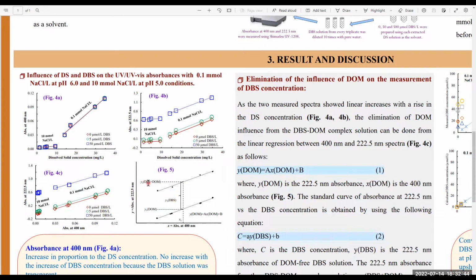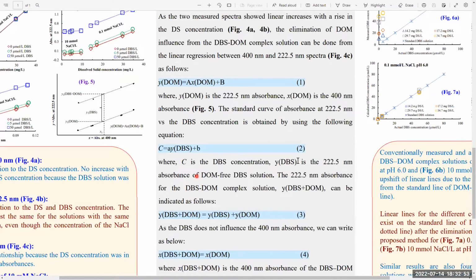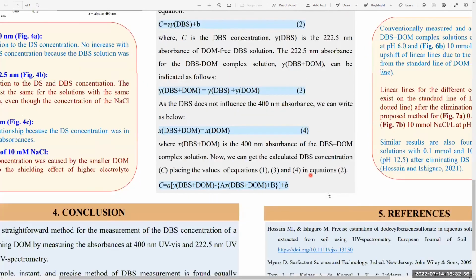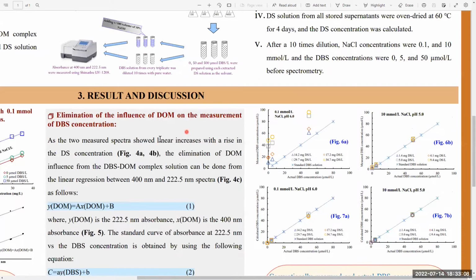So using this phenomenon and relationship, we can develop a mathematical formula like this. In this formulation, we go through equations 1, 2, 3, 4, and 5. All details are in my poster. So finally, we develop this mathematical formula. Using this formula, we can eliminate the influence of dissolved organic matter in the DOM and DVS complex solution, and we can measure the DVS very precisely, eliminating the influence of DOM.